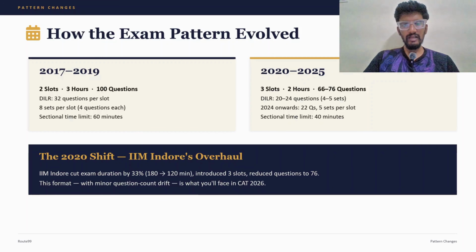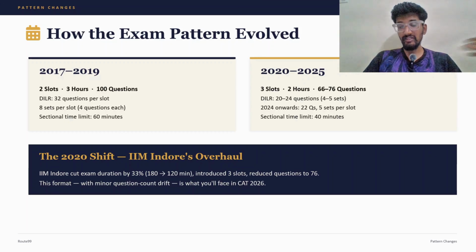Now let's understand how the exam pattern evolved, right? Until 2019, students had 3 hours, 100 questions, 32 DILR questions, 8 sets. Then IIM Indore changed the story. Everything changed. The exam duration dropped from 180 minutes to 120 minutes. 3 slots were introduced. DILR shrank from 32 questions to around 20 to 24 questions. This was not a minor update, guys. This was a complete redesign that CAT had made.